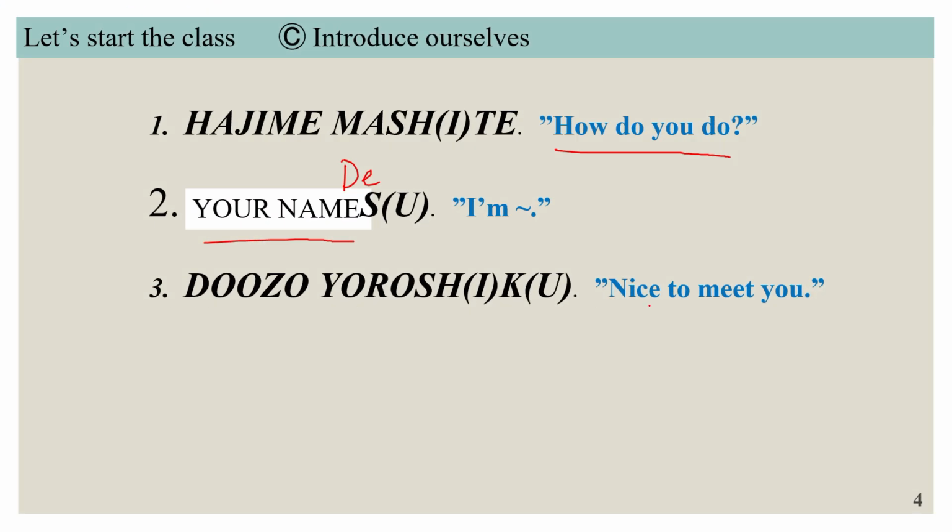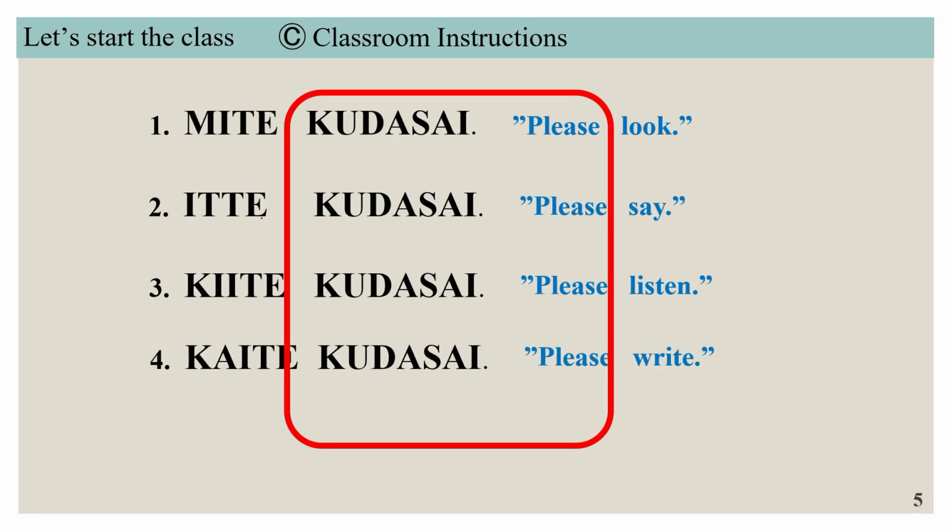And if in English we say nice to meet you, in Japanese we say, douzo yoroshiku. And here you can see some classroom instructions. Mite kudasai. It means please look. Itte kudasai. Please say. Kiite kudasai. Please listen. Kaite kudasai. Please write.